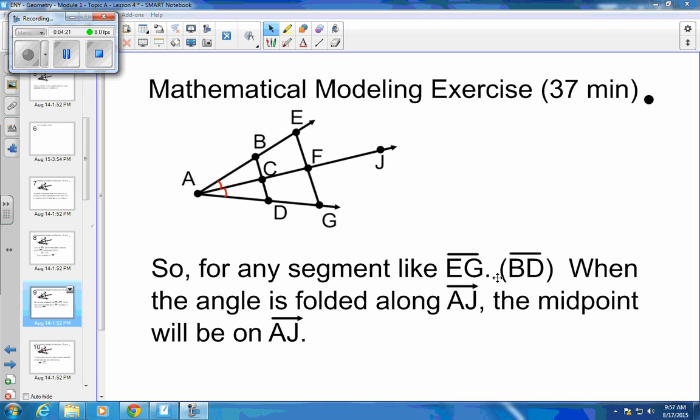Likewise, if you look at a segment like BD, you'll see that B would map onto D when you folded it. And so the distance from B to C is the same as the distance from C to D. And C would be a midpoint. So C is a midpoint along AJ, and F is a midpoint along AJ, to these segments built by points that map onto each other when you fold across AJ.